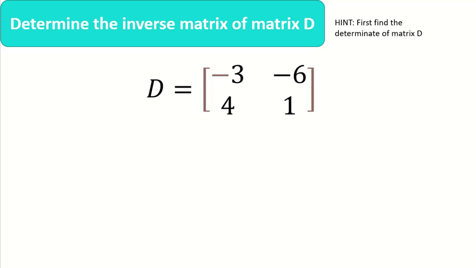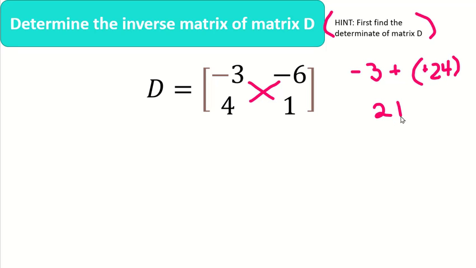Now we want to determine the inverse of matrix D. All right, here's your hint. First, find the determinant of matrix D. So for the determinant, you're going to cross multiply and you'll get -3 minus whatever this product is, -6 times 4. And 6 times 4 is 24, and that's a -24. When you subtract a negative, it becomes a positive, and you add it. So 24 take away 3 is a positive 21. So that's what the determinant of this matrix is.